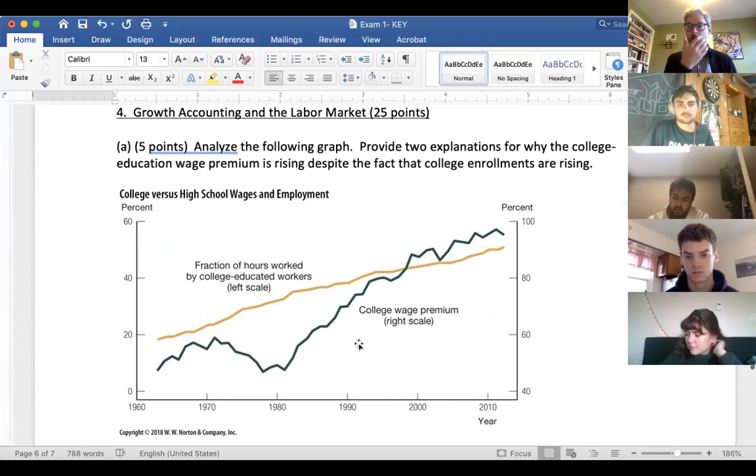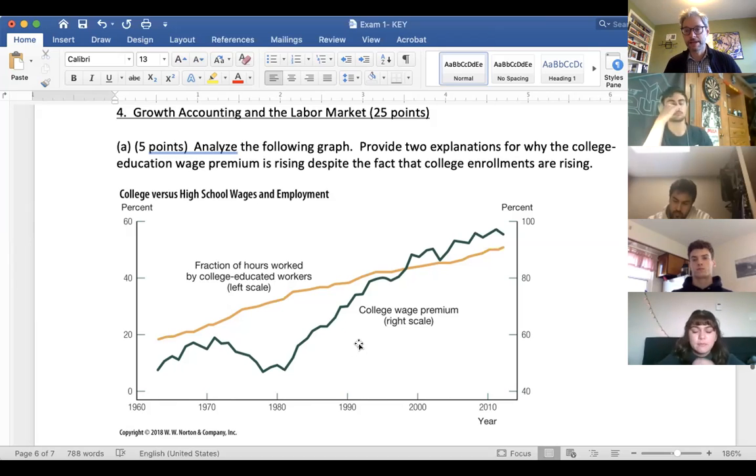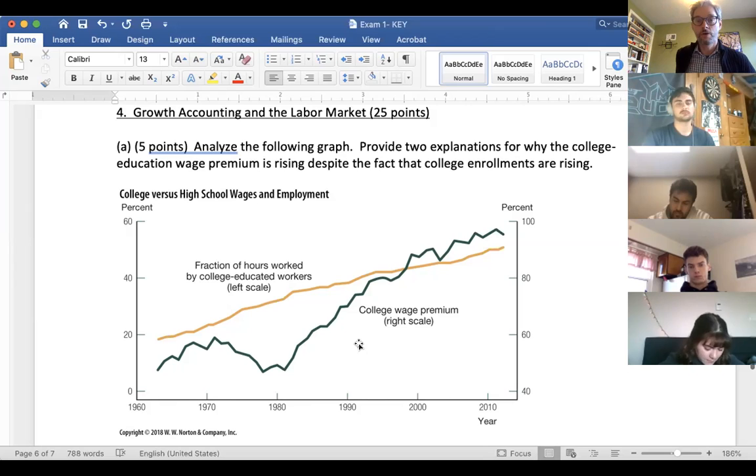This was right out of your notes on Monday. I showed you exactly this graph. We showed how there's more people that have a college education, yet the wage for college-educated workers is also going up. This suggests that labor demand for college-educated workers is rising relative to labor demand for less skilled workers. Why?